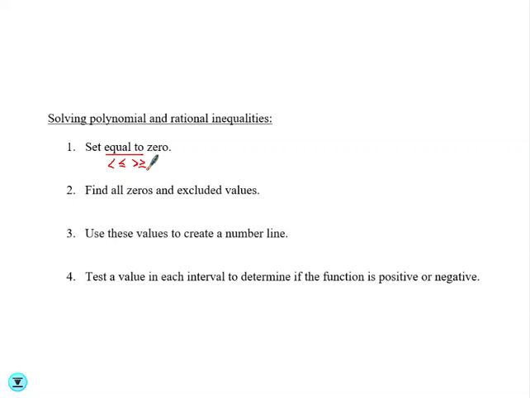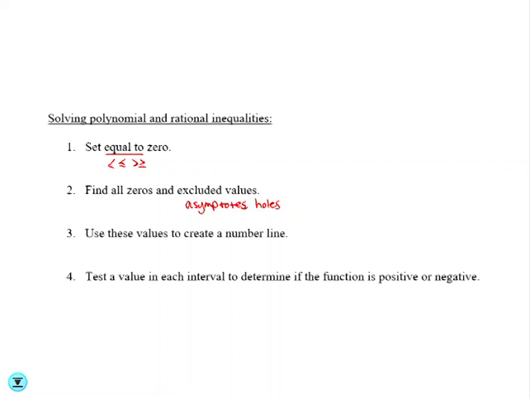Then you need to find all zeros and excluded values. Zeros, I mean where it equals 0. Excluded values, I mean asymptotes or holes or removable discontinuities. Then you're going to use these numbers to create a number line and test a value in each interval to determine if the function is positive or negative.